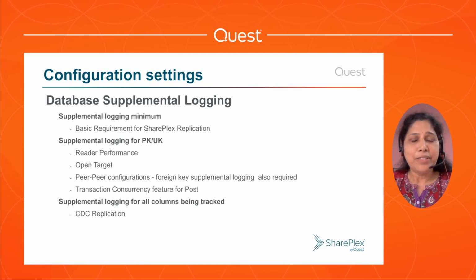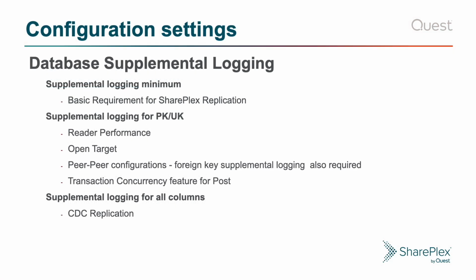So if this information is not available readily, the reader has to query the database and get this information from the database. So with this information available already, the reader does not have to go to the database. So reader performance is improved greatly. And the supplemental logging for PK/UK is also needed for open targets, meaning that if you are using PostgreSQL or MySQL or SQL Server target, you would be needing the supplemental logging for PK/UK enabled on the source system.